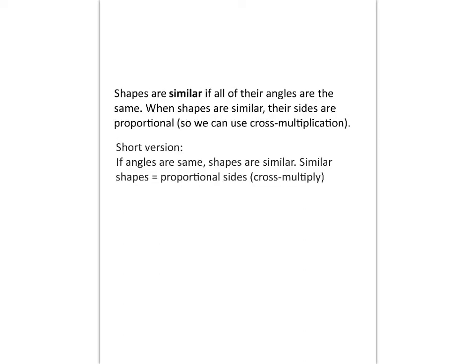Now, what does it mean to be similar? Similar means same shape, different size. So when shapes are similar, their sides are what we call proportional, but their angles are congruent. So, in other words, if you have similar shapes, their angles are the same, but their sizes are different. Similar shapes equals proportional sides, which means we're going to have to cross multiply.